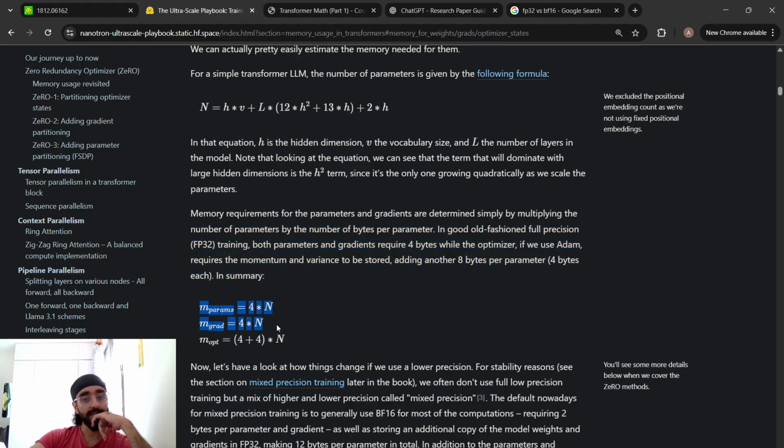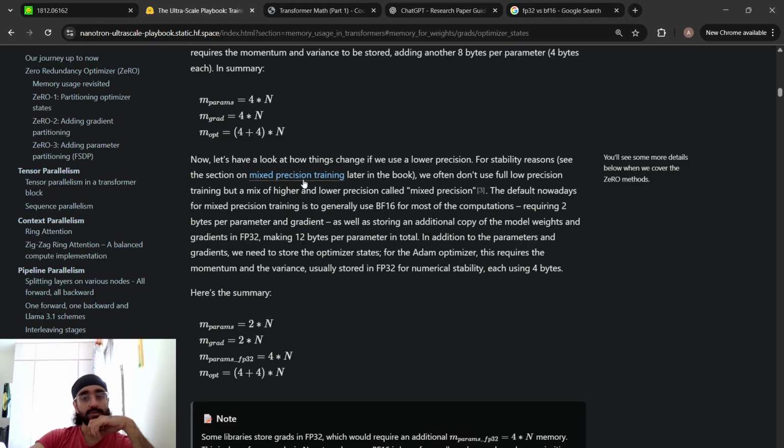Yeah, so this is what we discussed earlier, where if we use Adam, which has momentum and variance to be stored, like two values to be stored for each parameter. This is the memory if we use FP32 training. If we use mixed precision training, the parameters would be BF16, so 2. Gradient would be BF16, so 2.